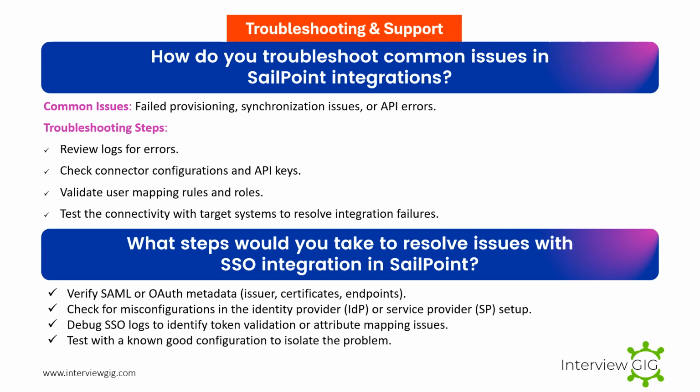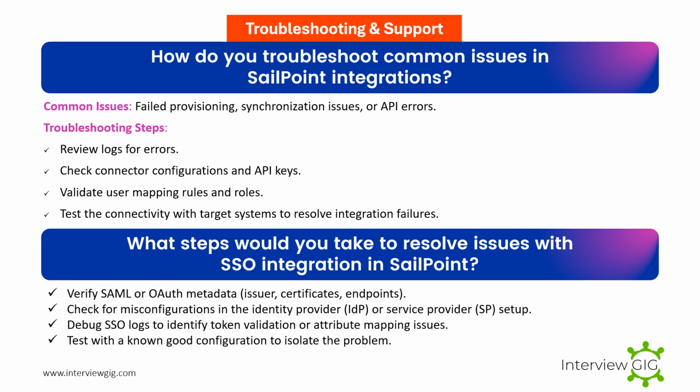How do you troubleshoot common issues in SailPoint integrations? Common issues: failed provisioning, synchronization issues, or API errors. Troubleshooting steps: review logs for errors, check connector configurations and API keys, validate user mapping rules and roles, test the connectivity with target systems to resolve integration failures.